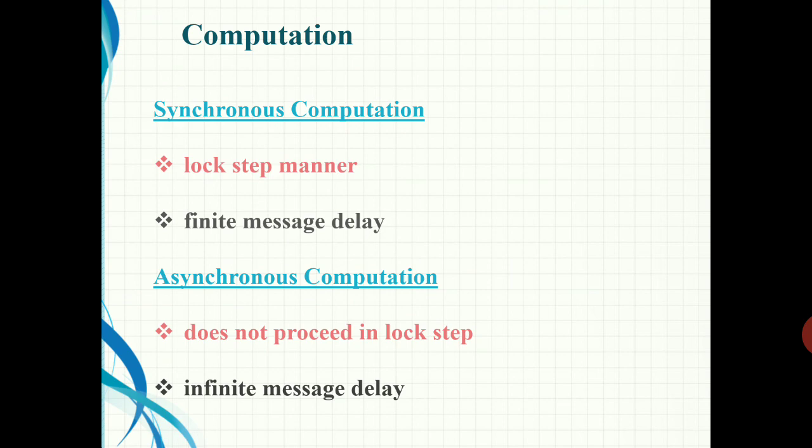For the sake of simplicity, a synchronous model of computation is assumed in our system. In a synchronous model of computation, omission failure can be easily detected. So there are two modes of communication, asynchronous and synchronous. In the synchronous case, it happens with a finite message delay, but in the case of asynchronous computation, it happens with an infinite message delay. That is about communication or computation.